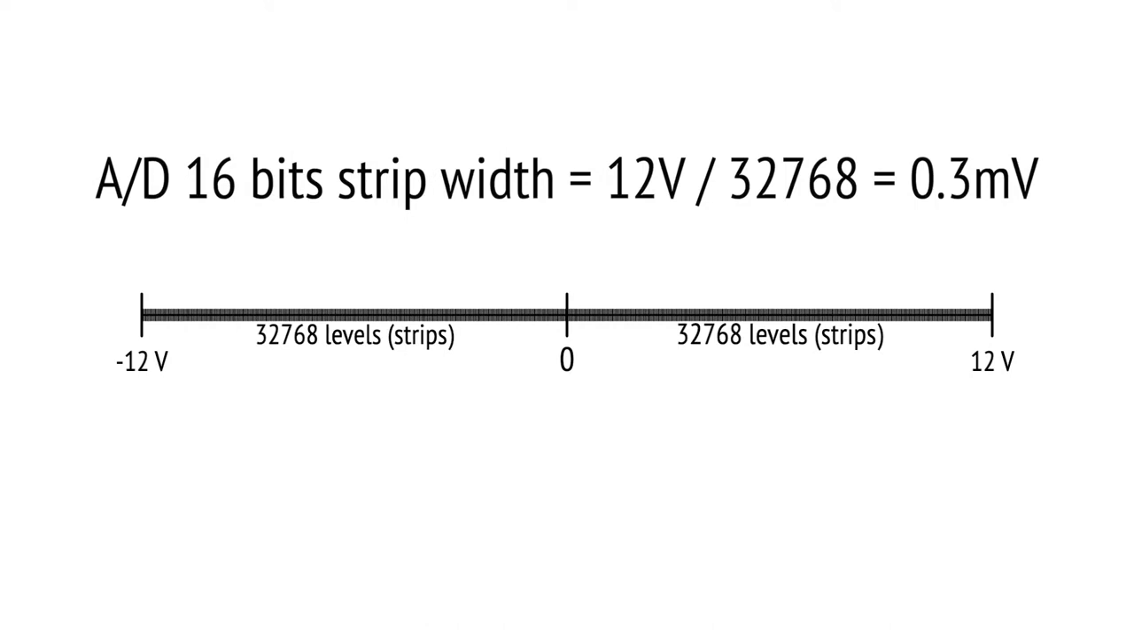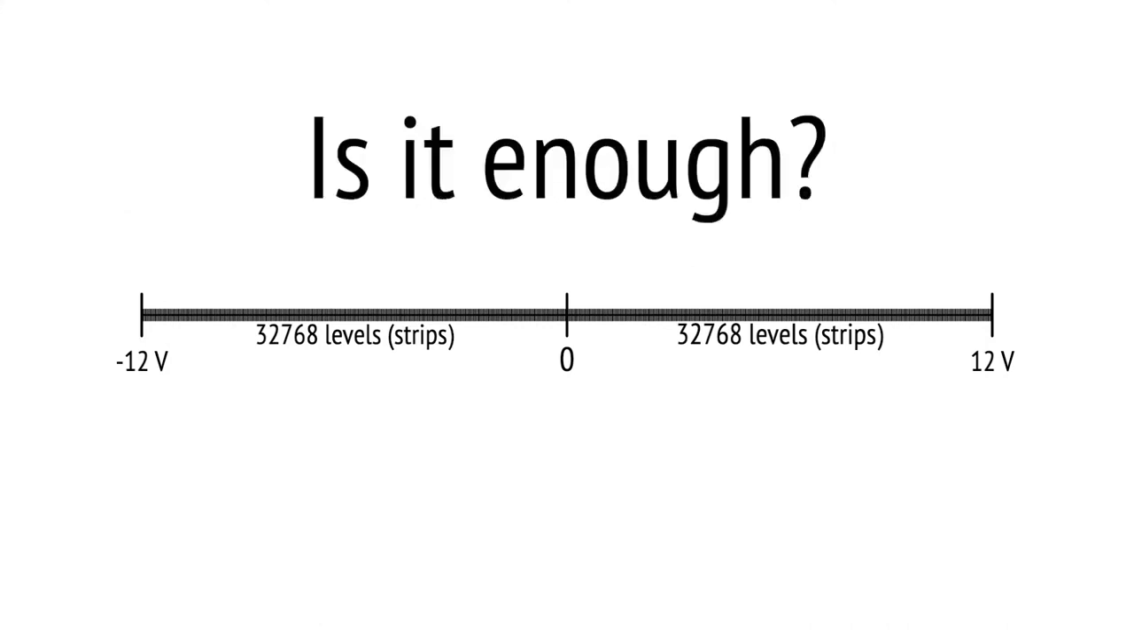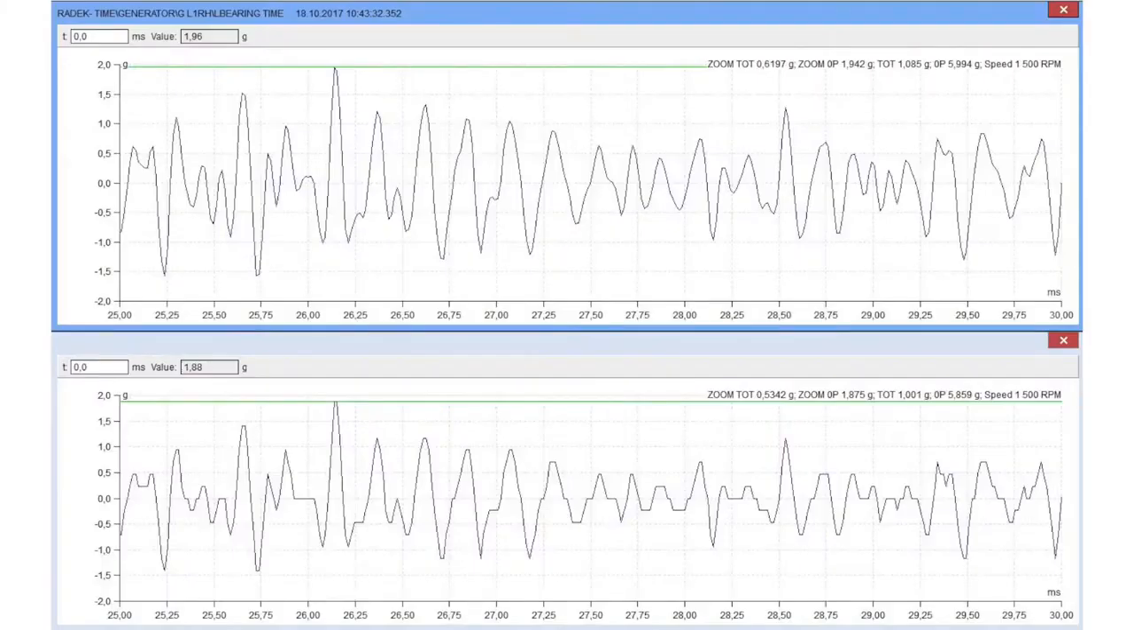Here you can see the stripe width for a 16-bit converter. This value is much better than the 8-bit value. But the question remains the same. Is it enough? The answer is, it is not. Look at the next example. The upper signal has 24 bits resolution. The lower signal has 16 bits resolution. You can see the differences.